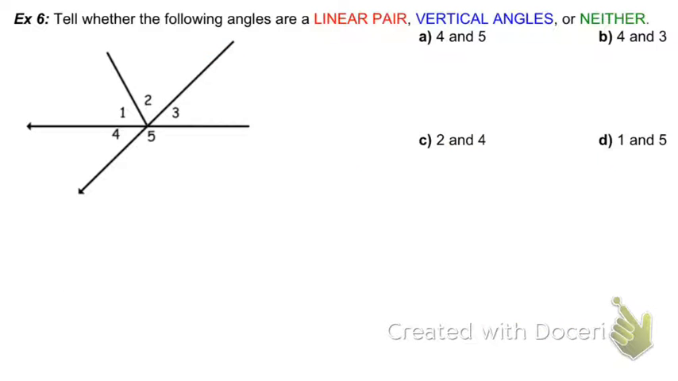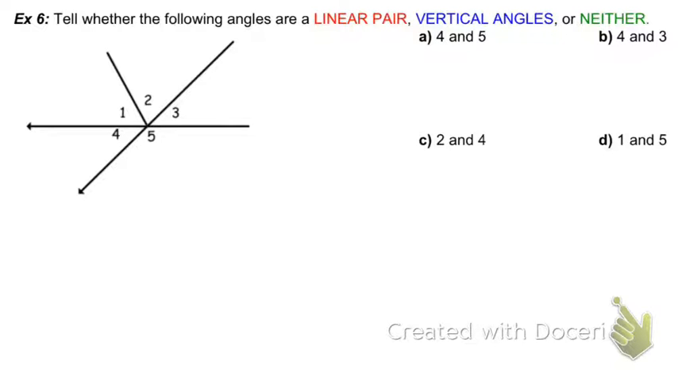Next, we want to identify some angles. So we've gotten some different things thrown at us. We've talked about linear pairs and vertical angles, talked about adjacent angles. Right now, I want us to clarify between linear pairs, vertical angles, and neither. And so in this picture, we have 5 angles. They're numbered 1, 2, 3, 4, and 5.